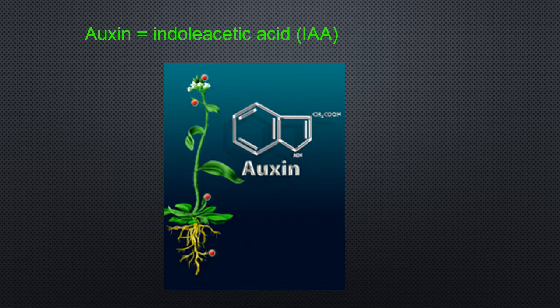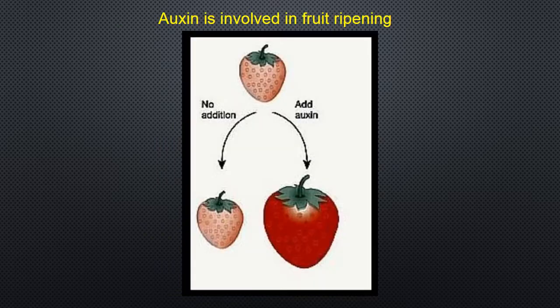Auxin is generally produced in all the areas on this image that are in red. And what you can't probably tell is that most of these are at apices, and that's for a very particular reason. So auxin is involved in fruit ripening. So when you don't have auxin, you tend to not have ripened fruit.